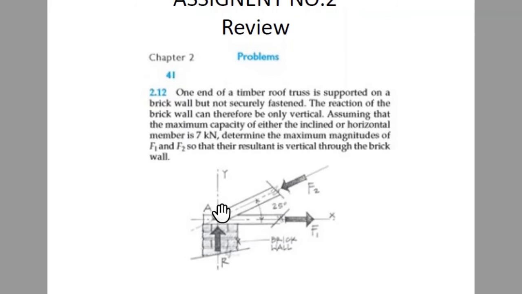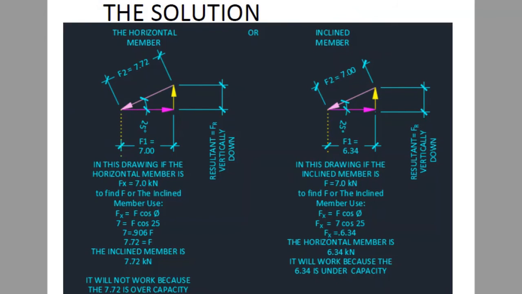Here we have the inclined member and the horizontal member. In this problem, we're being asked to pretty much compare two scenarios. Okay, the first one we will check. We will set the horizontal member to have a capacity of 7.0. In the second scenario, we will set the inclined member to have a capacity of 7.0.